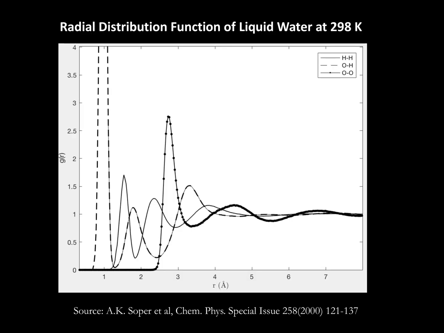So let's go back to our water radial distribution function. So which of these peaks is off the charts? OH. What is the bond length of the OH bond? It's about 1 angstrom.